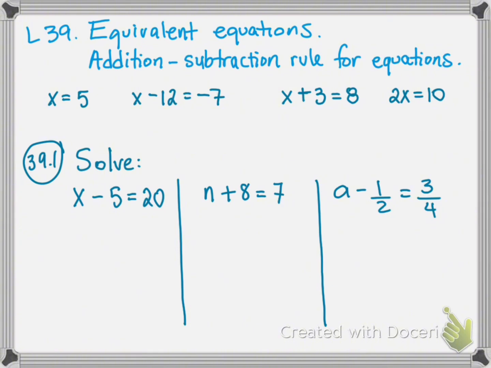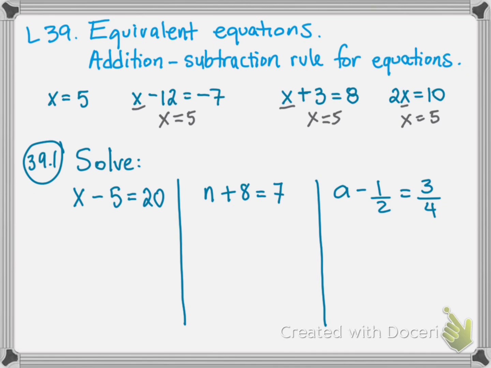Now, if we find the solution of each one of these, x is going to be 5. The solution of each one of these equations is 5. Remember, the solution means the number that makes the equation true. So, for example, if I change 5 here, 5 minus 12 is negative 7, and that is true. If I change 5 here, 5 plus 3 equals 8. And if I change 5 here, 2 times 5 equals 10. So, all of those have the same solution. And when that happens, they are called equivalent equations because they have the same solution.